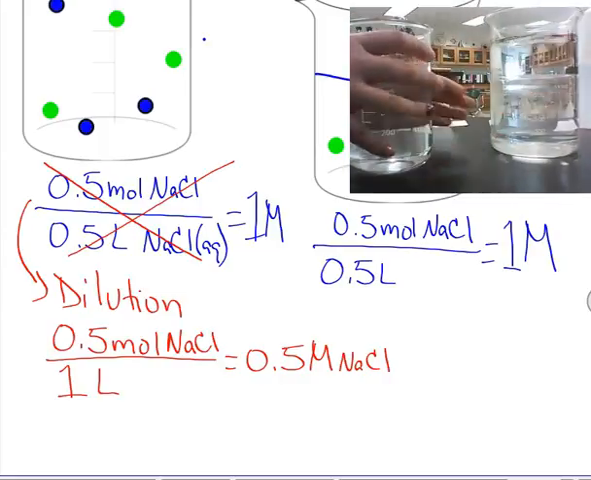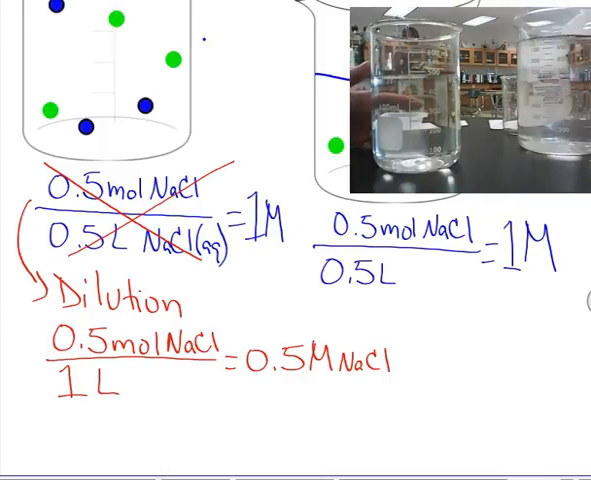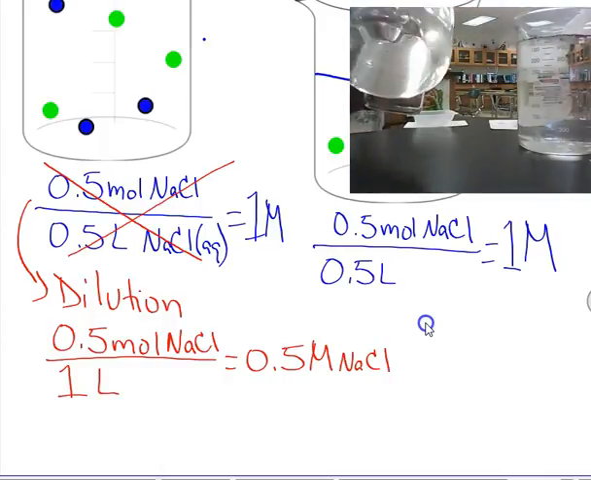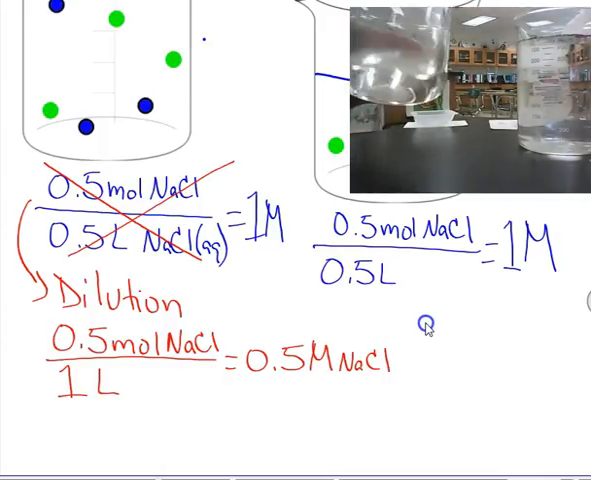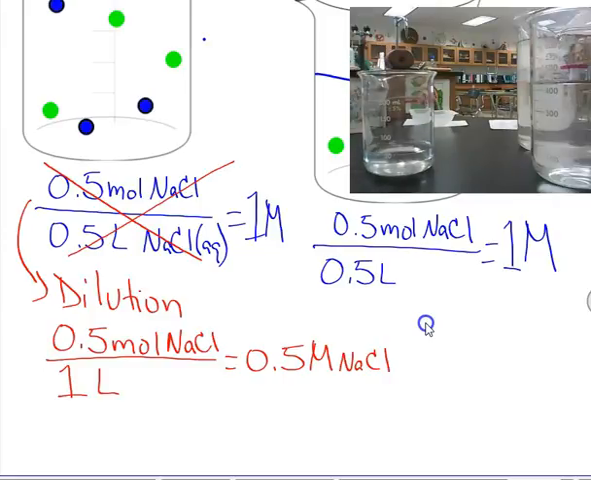So here's my smaller beaker of my 1 molar solution. What if I took 50 milliliters of my 1 molar solution? And I added, up here is the 200 milliliter mark. So I started with 50 of 1 molar, and I'm going to dilute it up to 200 milliliters.